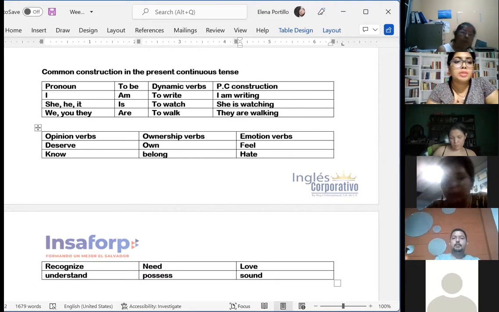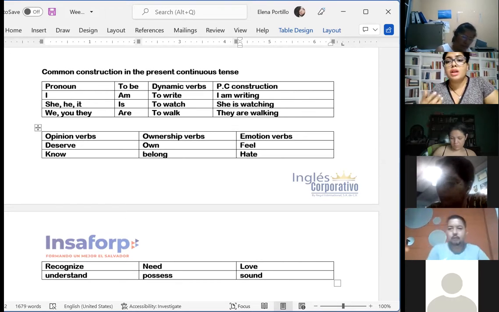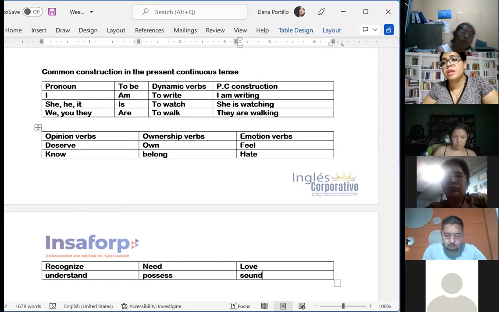In the opinion verbs, we have deserve, merecer, know, saber, ¿verdad? O conocer, recognize, reconocer, understand, es entender. So in those cases, we are not going to use them in the present continuous construction because it sounds weird when we are using it in that situation.